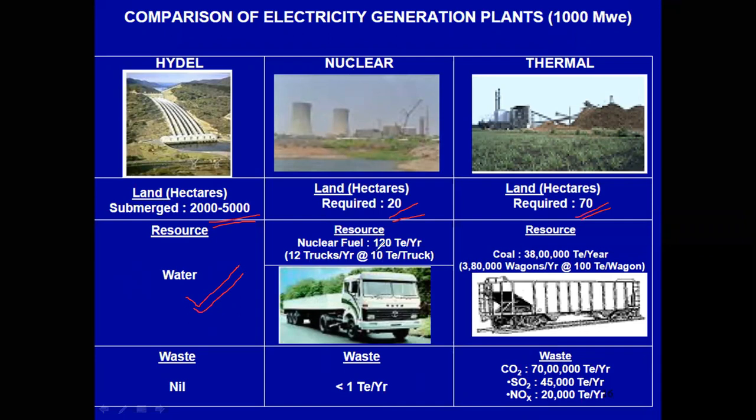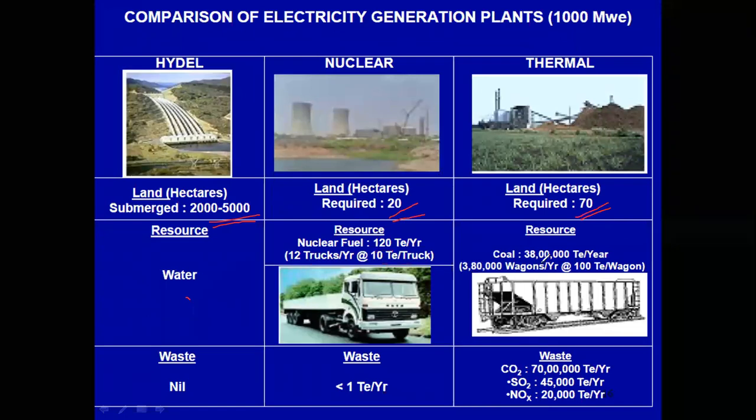But in the nuclear power plant, 120 tons per year, or 12 trucks per year, are required. 12 trucks is approximately 10 tons per truck. In one truck, how much fuel is available? 10 tons per truck. Throughout the year, 120 tons is enough for power generation in the nuclear power plant.